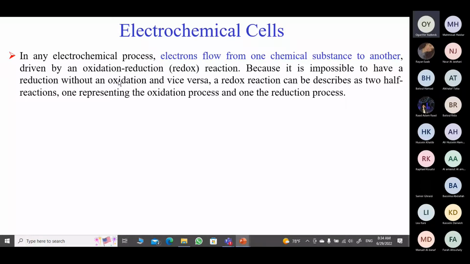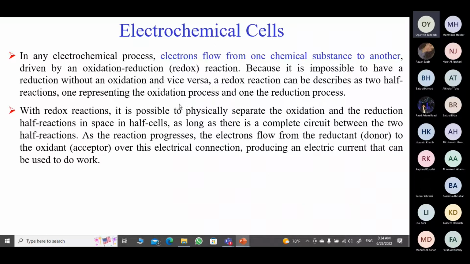In an electrochemical cell, electrons flow from one chemical substance to another, driven by an oxidation-reduction reaction, because it's impossible to have a reduction without an oxidation, and vice versa. A redox reaction can be described as two half reactions, one representing the oxidation process and the other the reduction process. So always we must have reduction and oxidation. I can't have one process and not the other.